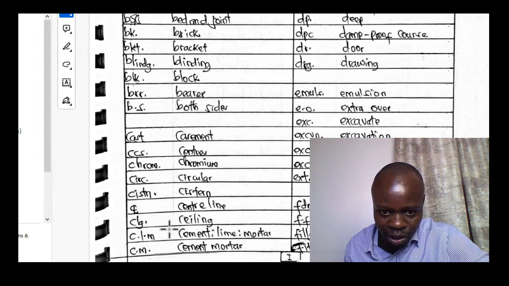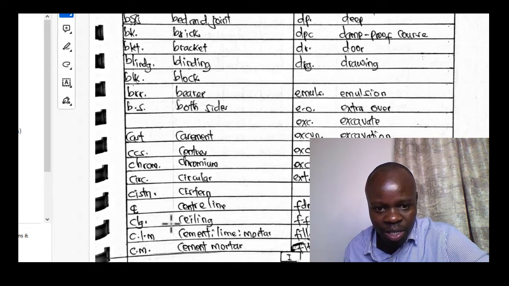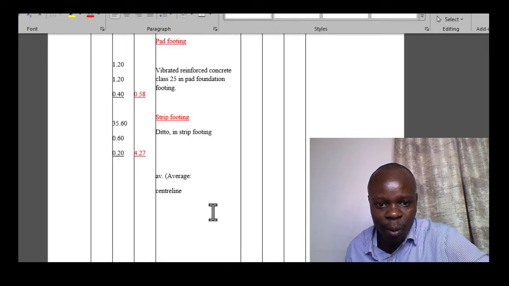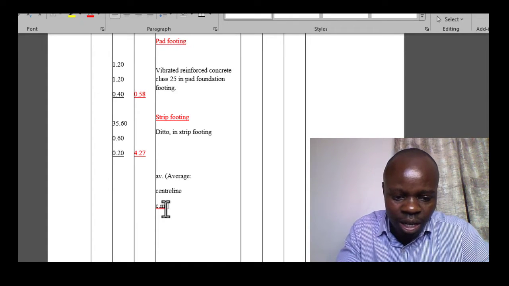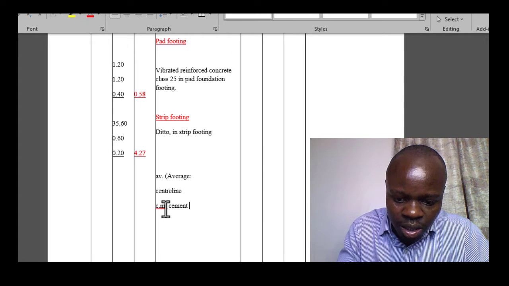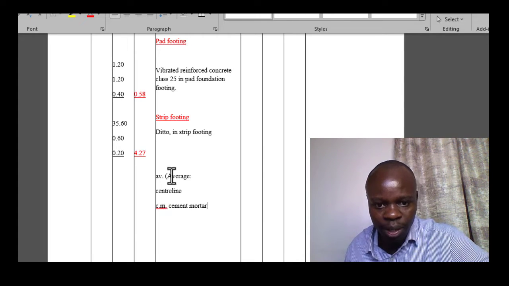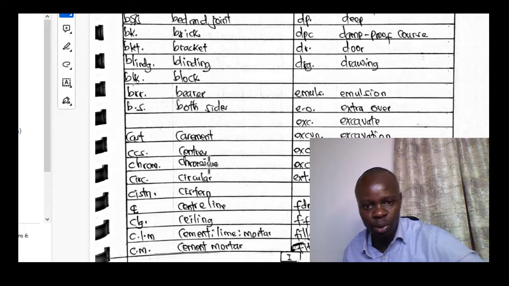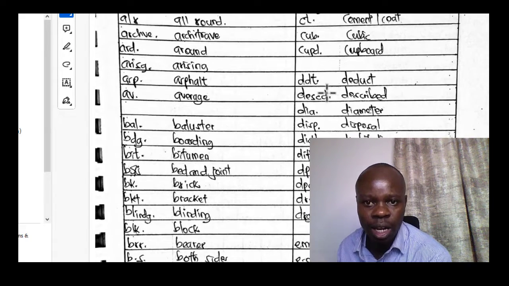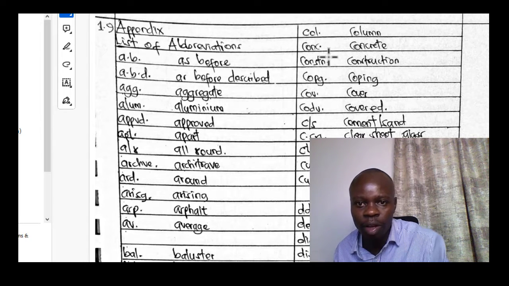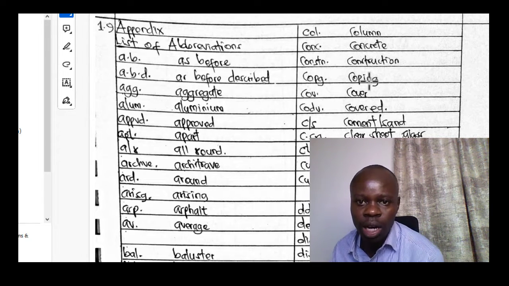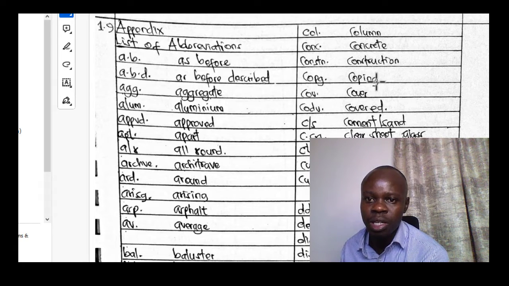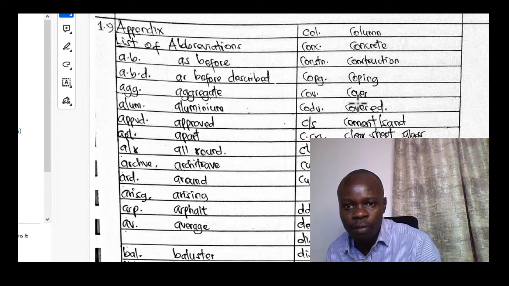Then C.L.M, cement, lime, mortar. Then C.M is cement, mortar. Okay, so that is also another common abbreviation. C.M, that is cement, mortar. So if you see that, then you should be in a position to understand what that means. Then let's see, another one is the col, COL, then you put a dot, that's just a column. Of course, concrete, CONC. Then construction, then you have coping, cover.